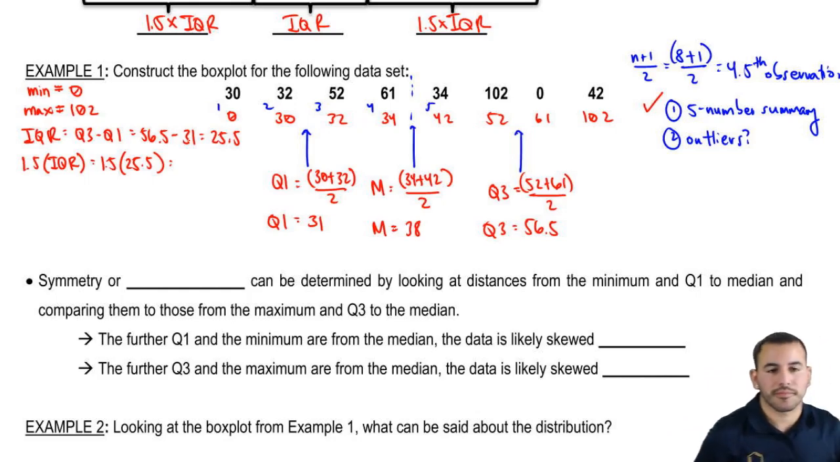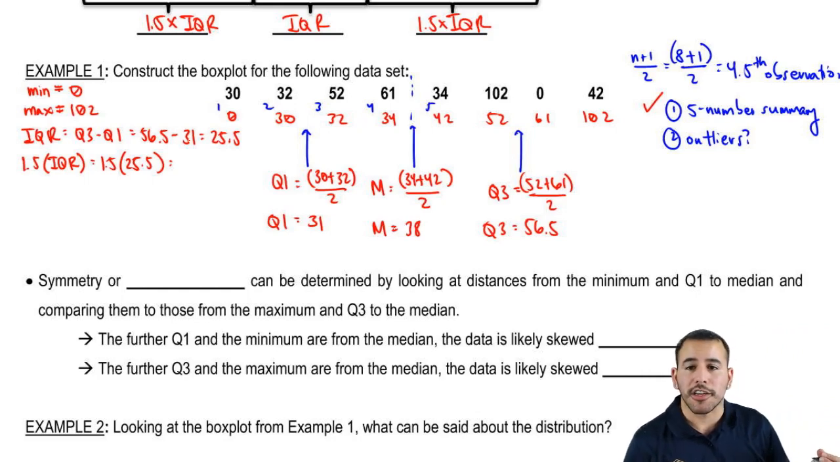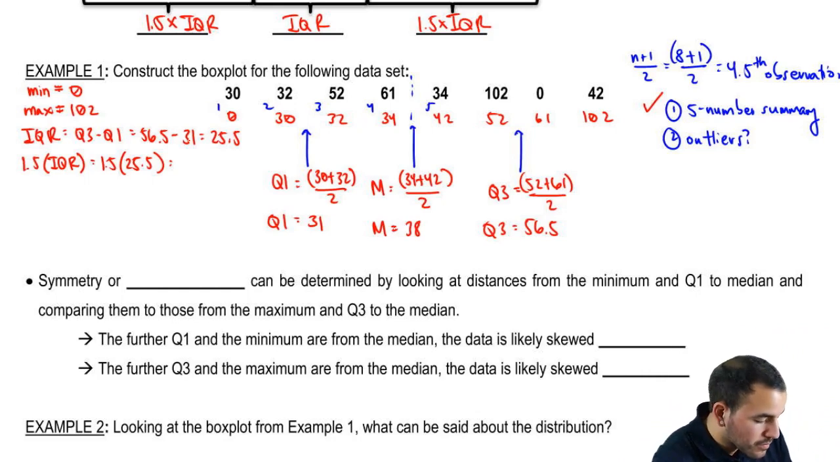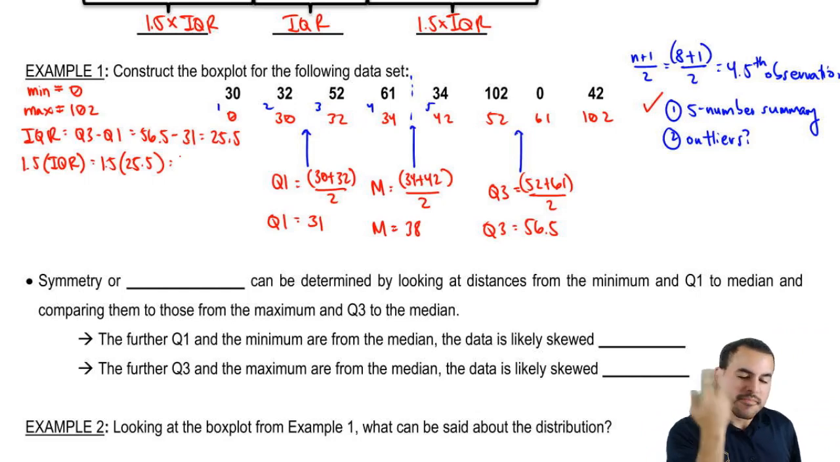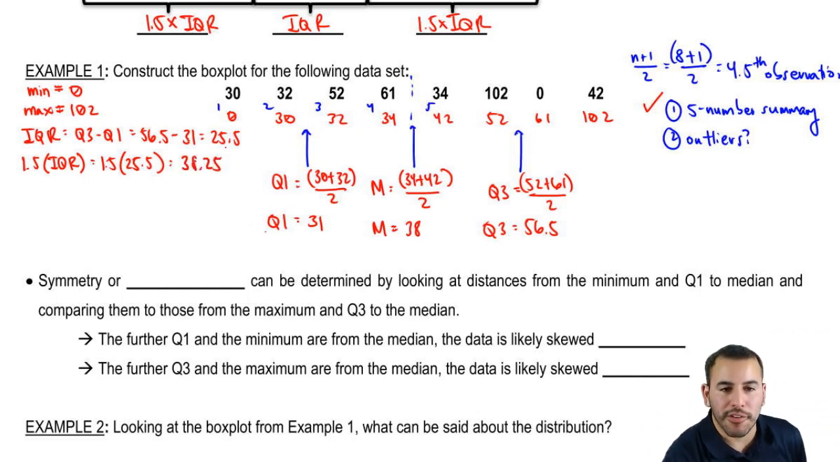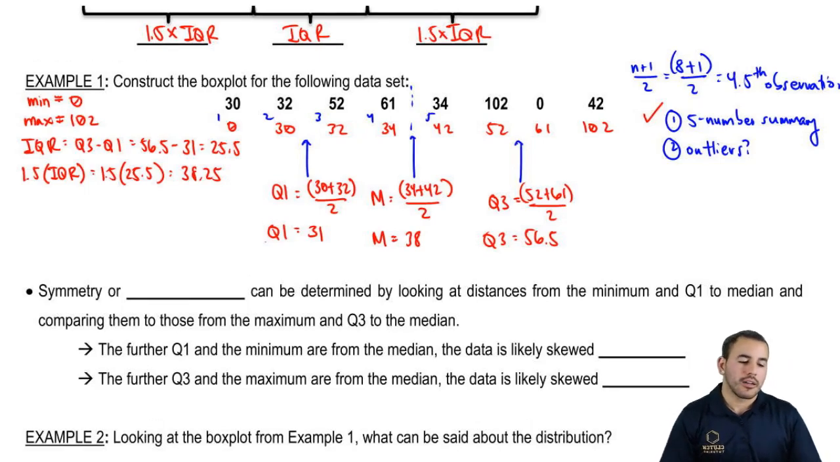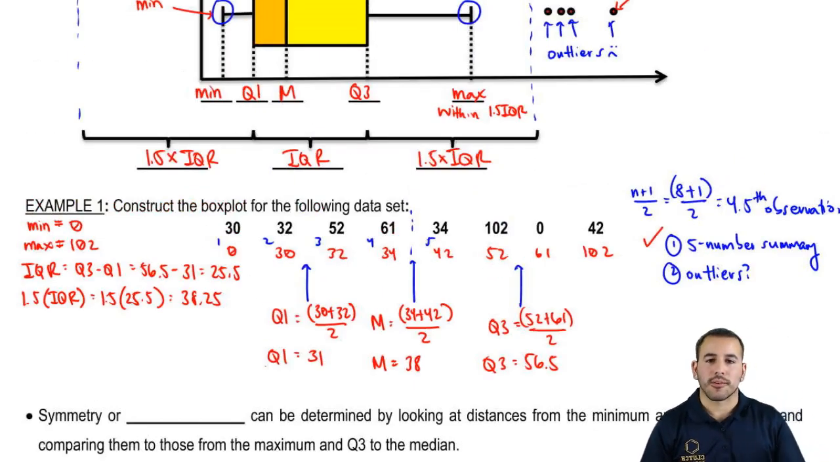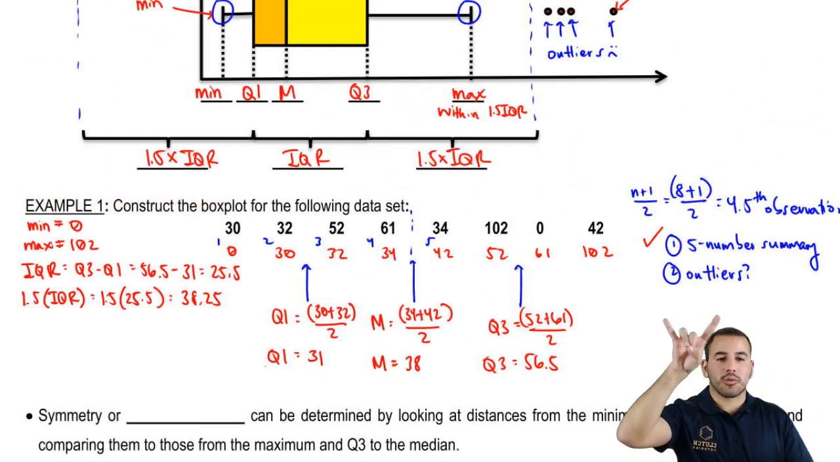38. And that gives us 38.25. So, what do we do now that we have this 1.5 times IQR? Basically, we know extreme points, kind of referring back up to here if we need to. So referring back up to our box plot, we use the 1.5 interquartile range to go from, here's our interquartile range, right?